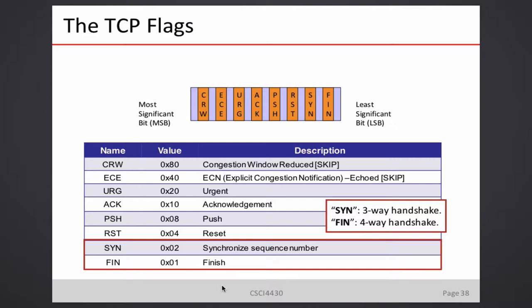The SYN and the FIN are about connection establishment and connection teardown. SYN means to synchronize a sequence number, used in the three-way handshake. Later on we will also have the four-way handshake, which is to tear down, to close the connection. How about ACK? Acknowledgement says that this packet is an acknowledgement packet. And then whether it's a reset or not.